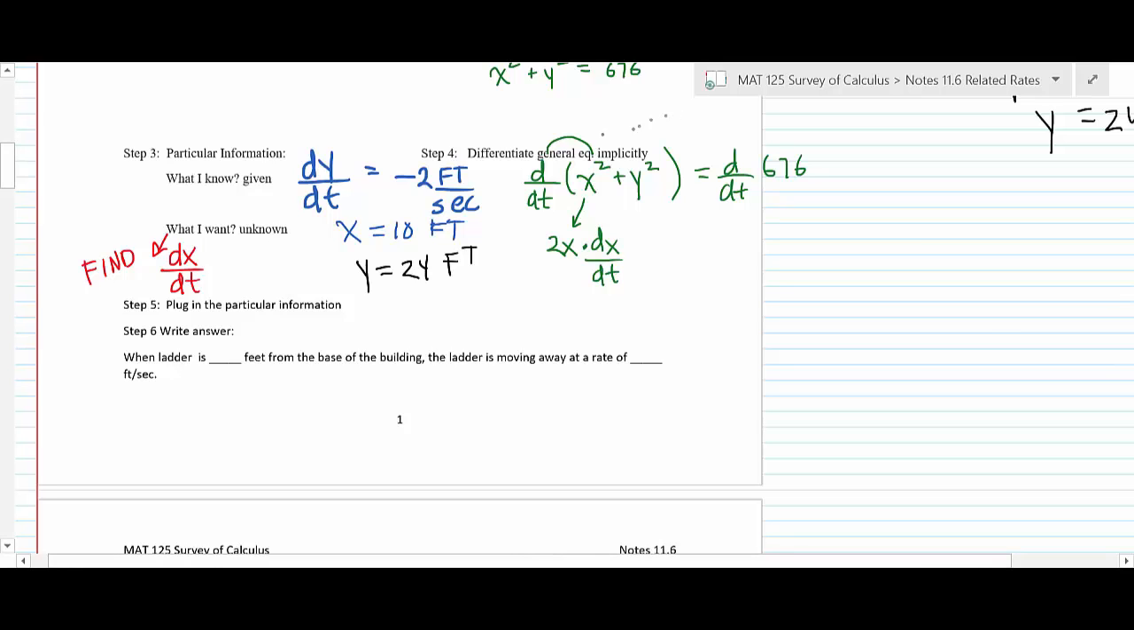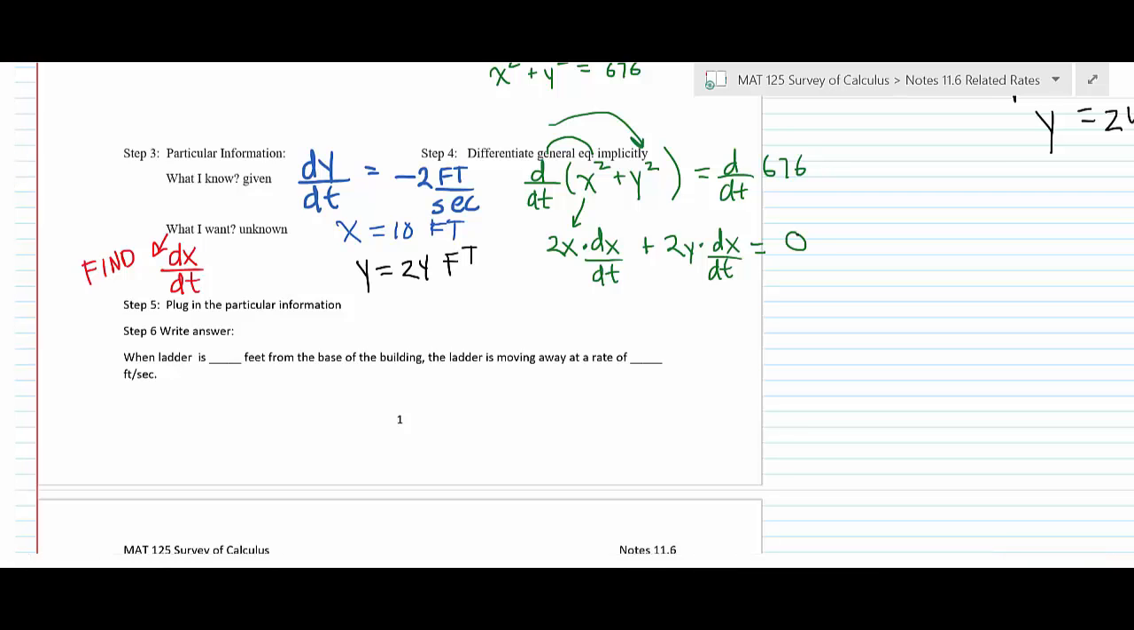Okay, what's the derivative of y squared? 2y times dy over dt. Okay, almost. Then the derivative of 676? 0. Okay, so we got that. Now we're going to solve that equation for dx over dt.